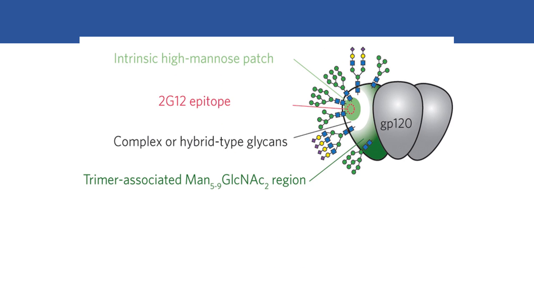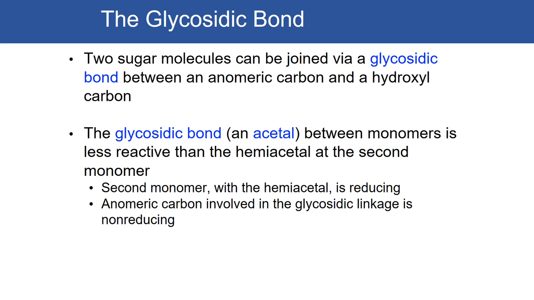Again, we'll come back to this picture, but remember how this looks, and you'll understand what we're talking about. GP120 is a trimer, and all these carbohydrate structures exist on this protein. Okay, so let's dive back in. We started with disaccharides last time, and we'll dive back in there, and then we'll just keep going with the oligosaccharides.